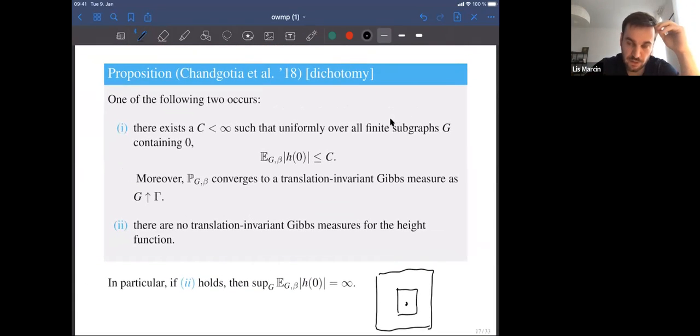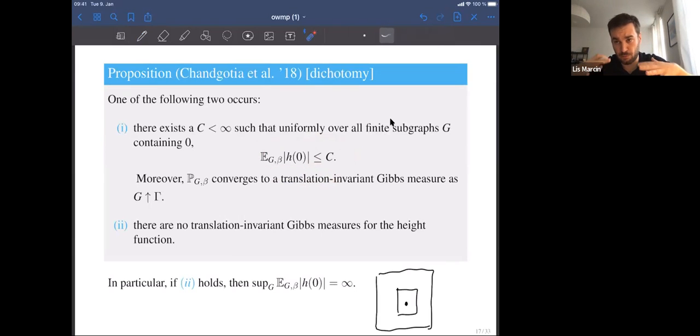And this gives you directly this dichotomy property, which says that there are two possible scenarios. So if you look at the expected value of the height function in absolute value in the center of the box, and now you start growing your box to infinity, this expectation will increase by this stochastic monotonicity. So it's an increasing sequence. So there are two scenarios. Either it just stops at some point, so it's bounded, or it increases to infinity. The first case, when it's bounded, we call the localized phase for the height function.